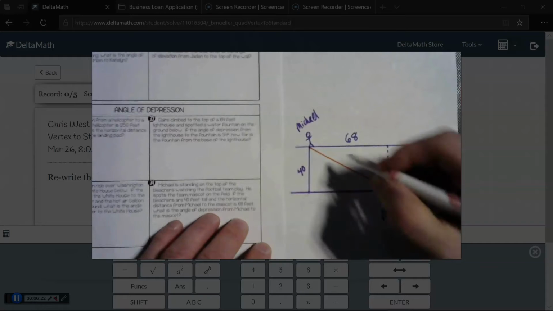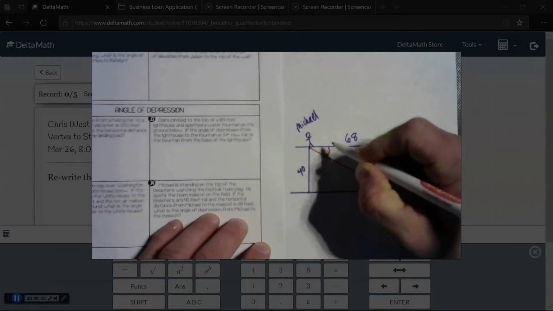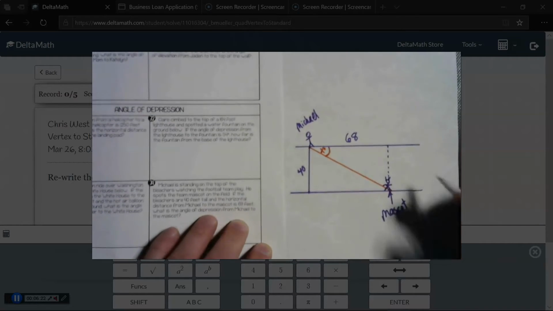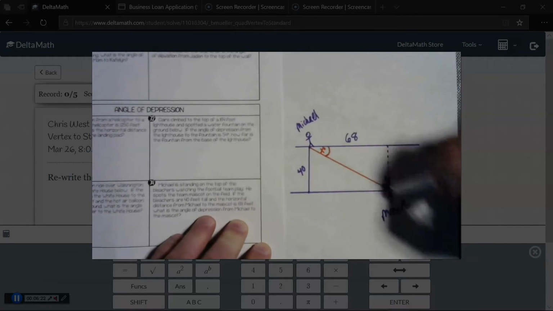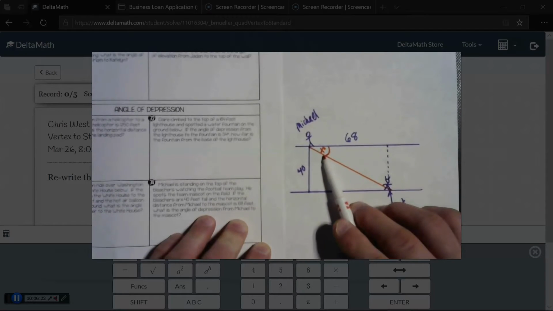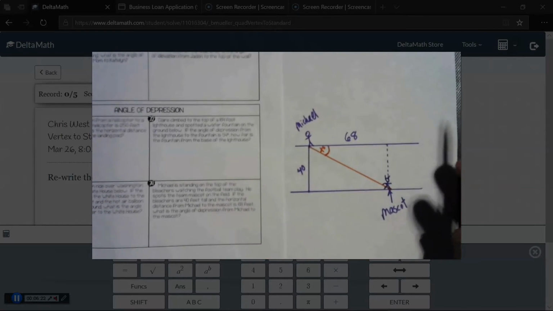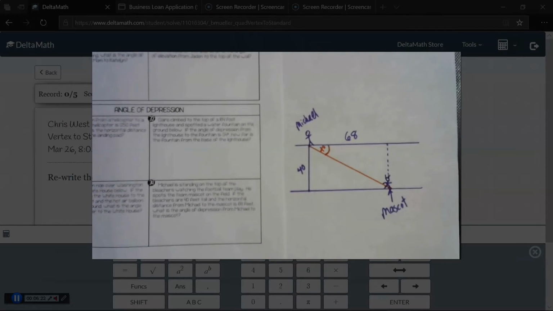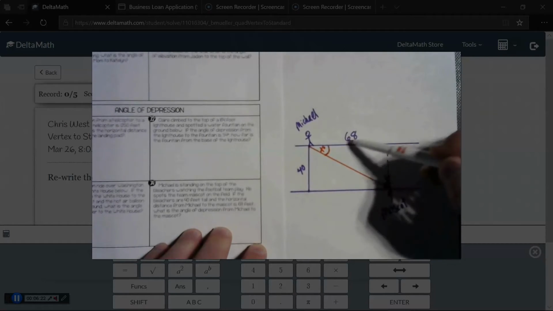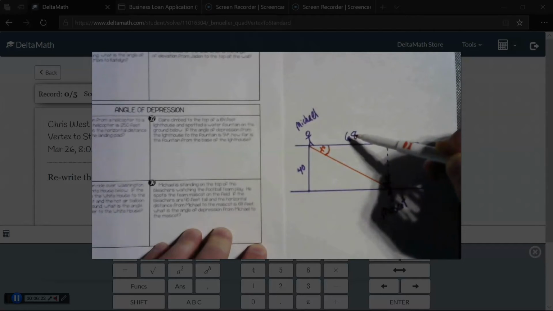Your angle of depression always has one side that's horizontal and one side that's not. And so this x degrees is going to be what you're looking for. Now this problem is almost identical to the one that I solved with the helicopter and pad, except we solved for the horizontal distance on that one.